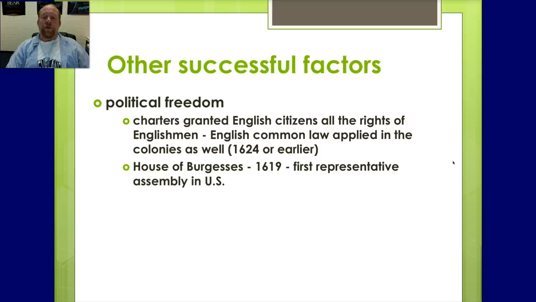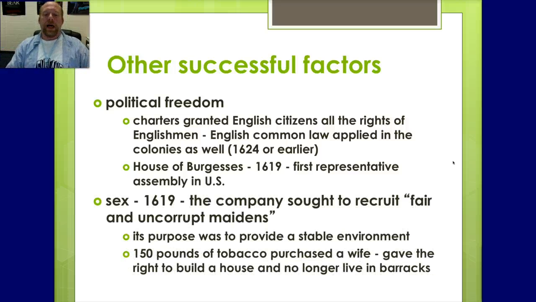Okay, political freedom, right? You didn't have to be under the charter of the Protestants or the Catholics over in England. Common law was there. The House of Burgesses, the first representative assembly in the United States, was developed in 1619. So they're beginning to become their own political force, their own political machine.